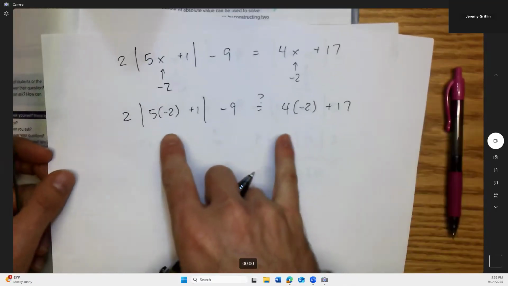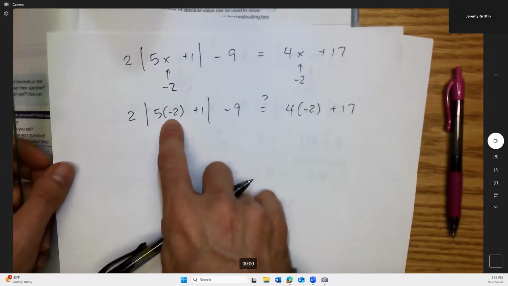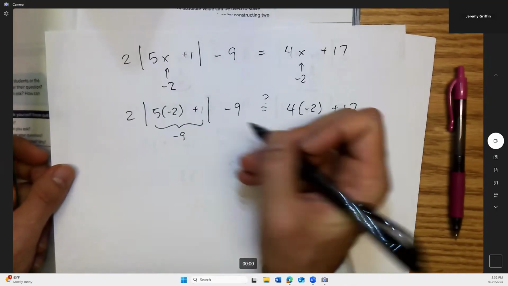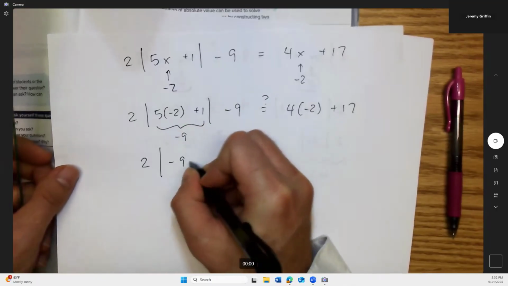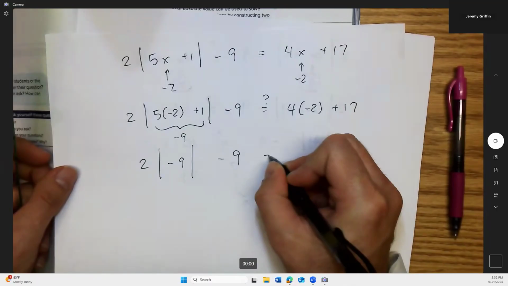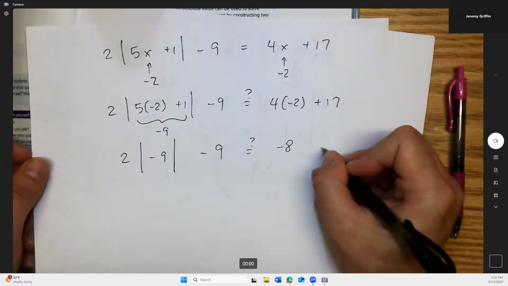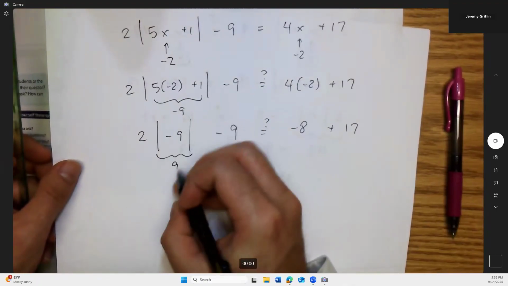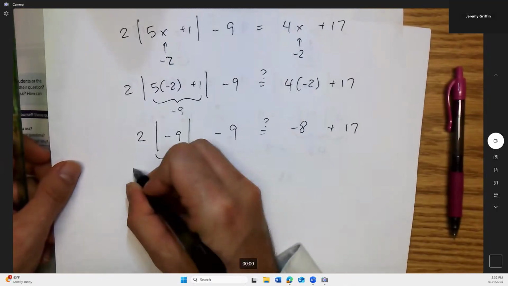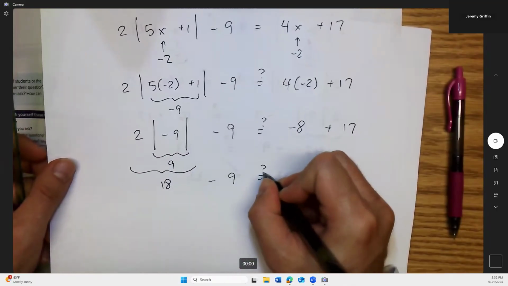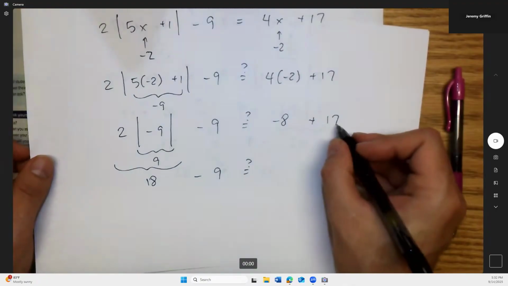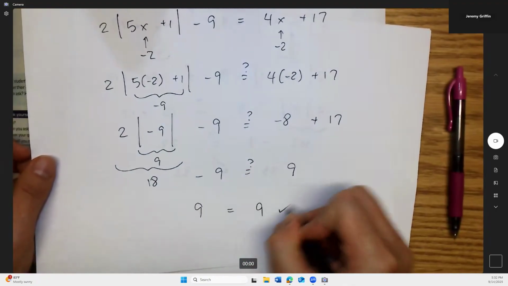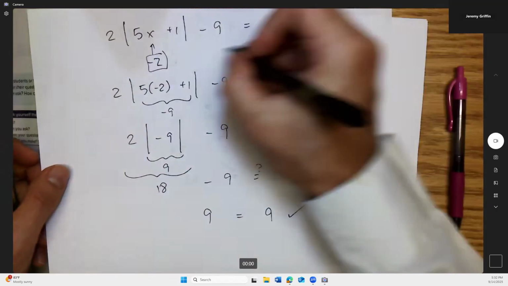Let's see if this works. 5 times -2 is -10, plus 1. This whole thing comes out to -9. So 2 times the absolute value of -9, then minus 9. Is that equal to -8 plus 17? So this is 9, and 2 times 9 is 18. 18 minus 9. Is that equal to -8 plus 17? That would be 9. Yeah, 9 is equal to 9. So that works too. -2 also worked.